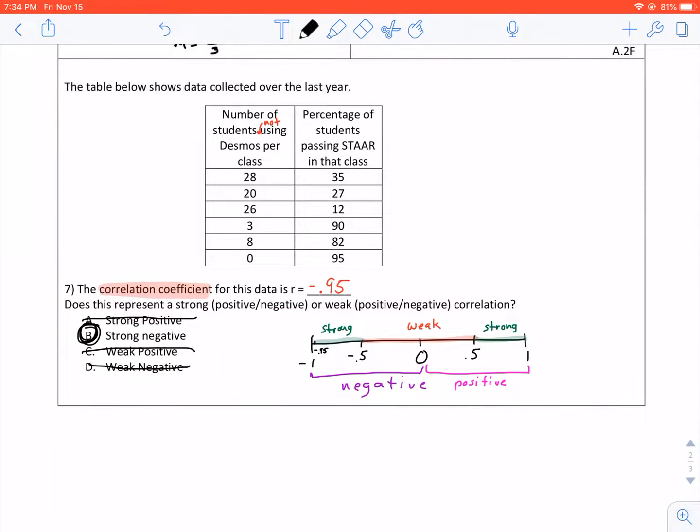So there is a strong negative correlation, hint hint, for not using Desmos leading to very bad scores. The more students that won't use Desmos, the smaller the percentage of students that pass the STAR in that class. So make sure to keep that in mind, guys.